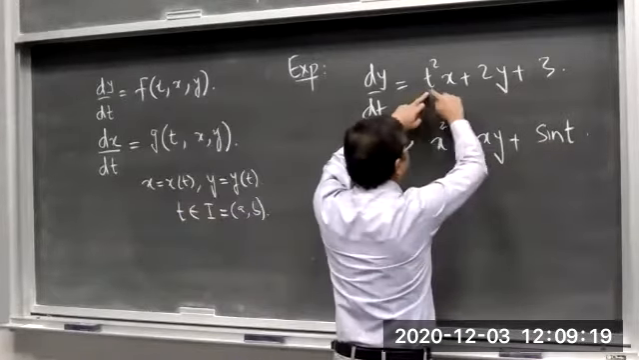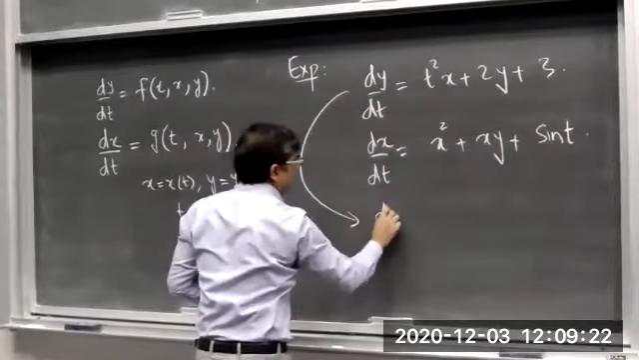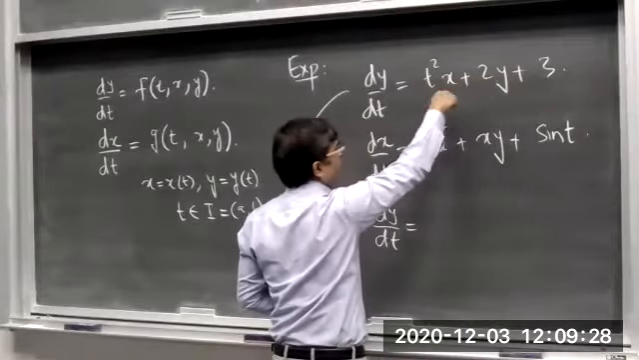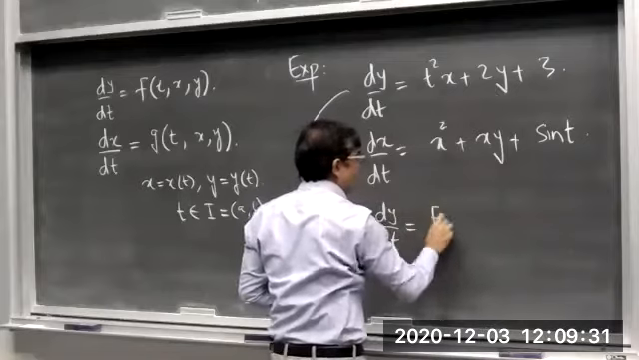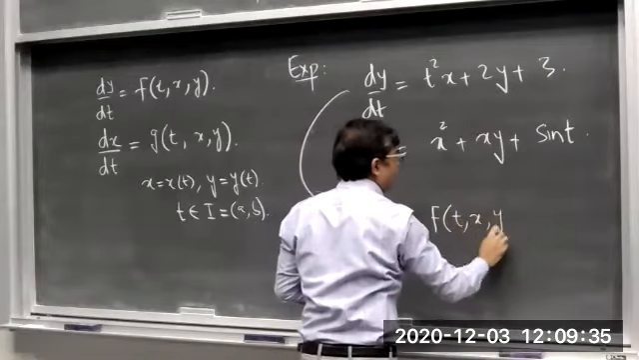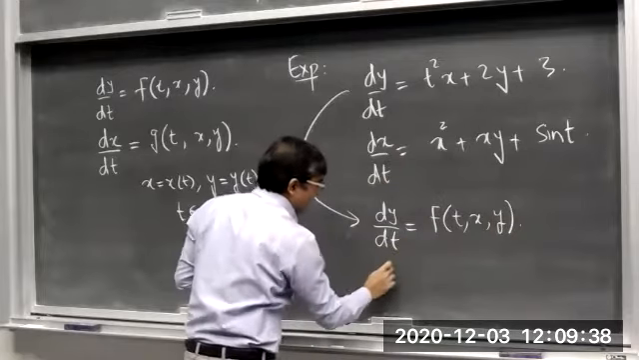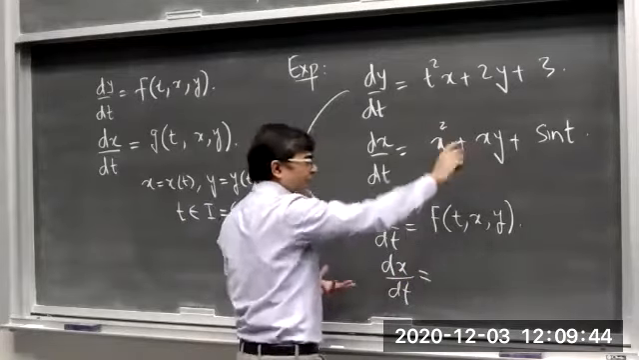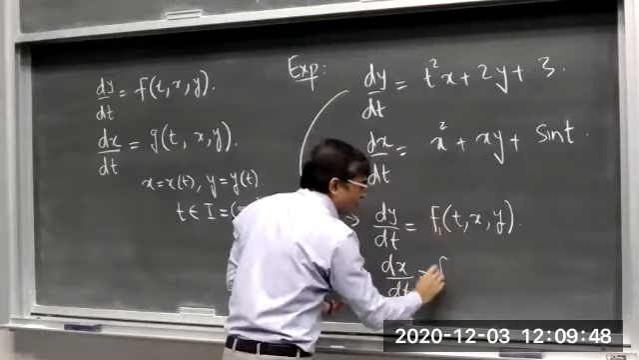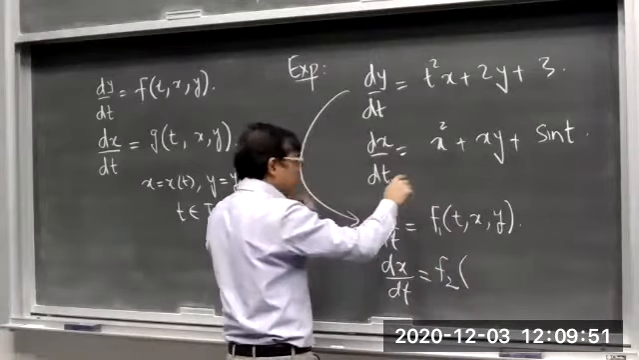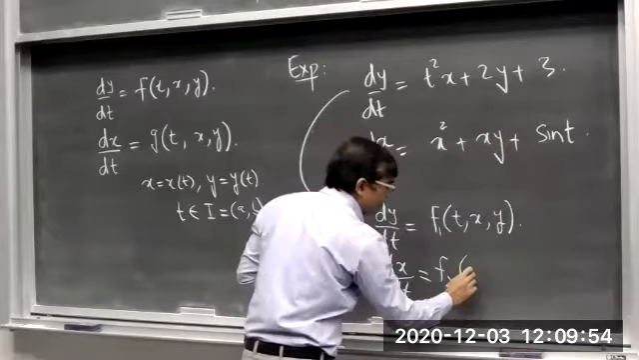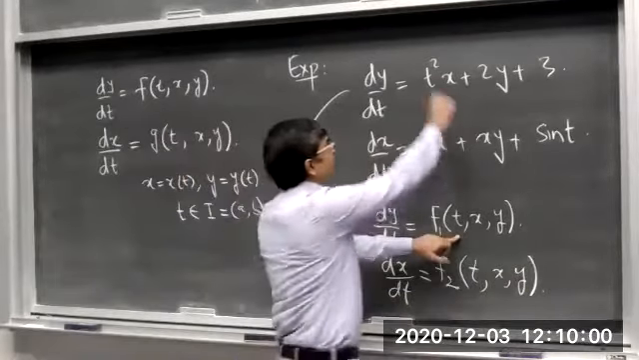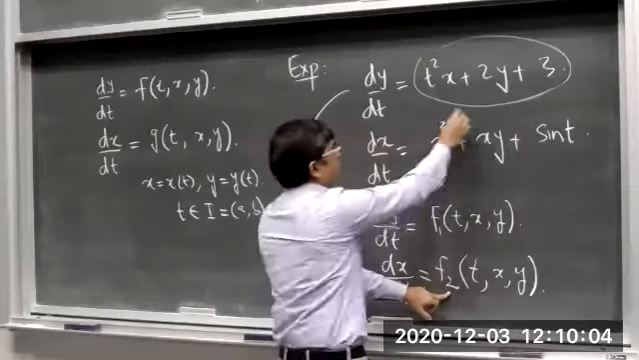What is this? This is your first function, and we can write this as dy/dt equal to some function of what? It is a function of t, x, and y. So we can write this as some function f1 of t, x, y. Similarly, the other equation can be written as dx/dt equal to some other function, which we can call f2. It is again a function of x, y, and t. Where f1 is this function, and f2 is this function.